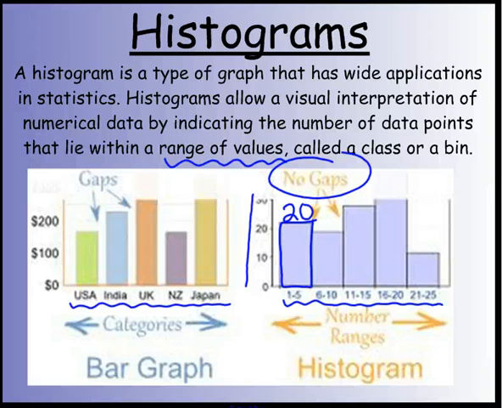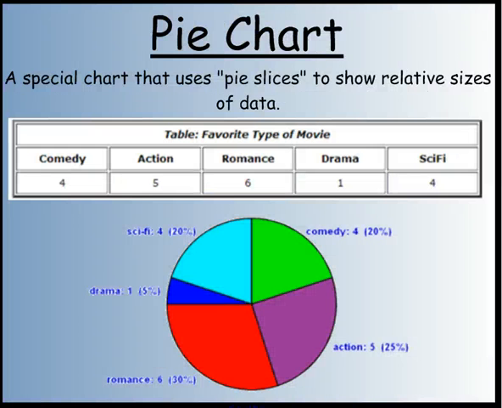So we learned about frequency tables, we learned about histograms, and now we're going to be moving on to pie charts. So if you flip that page over, give you guys just a moment. A pie chart is a special chart that uses pie slices to show relative sizes of data. So for instance, in this case, we're talking about the favorite types of movies that students have. Okay, the categories are comedy, action, romance, drama, and sci-fi. Alright, so a pie chart obviously is in the shape of a pie or a circle, and it shows you the different sizes of categories.